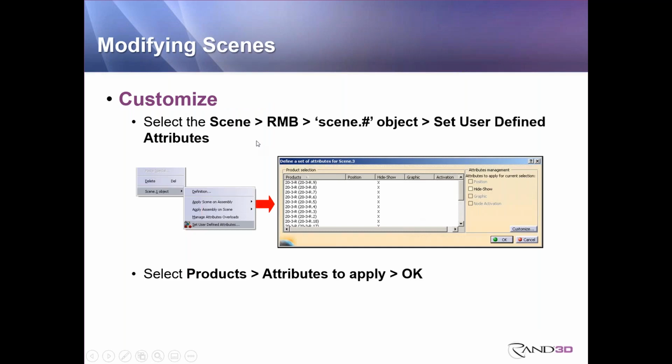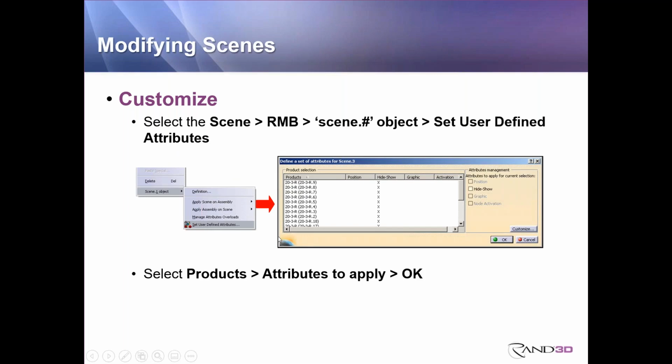Another option we have is to be able to manually apply them through the dashboard here. So we can tell it what's being recorded and what isn't. To do this, you'll be able to right click on the scene, go to whatever the name of it is, object, and go to set user defined attributes.